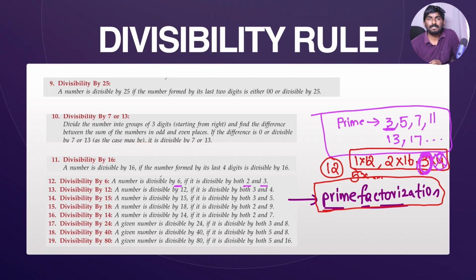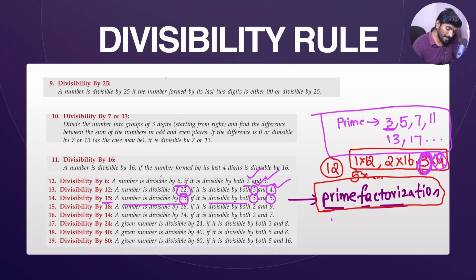There is no specific rule for 6. There is only one rule, that it should be divisible by 2 and it should be divisible by 3. If any given number is divisible by 12, then it should be divisible by 3 and it should be divisible by 4. You know the divisibility rule of 3. You know the divisibility rule of 4. Then you can easily say that it is divisible by 12. Okay. And if it is 15, a number is divisible by 15 if the number is divisible by both 3 and 5.